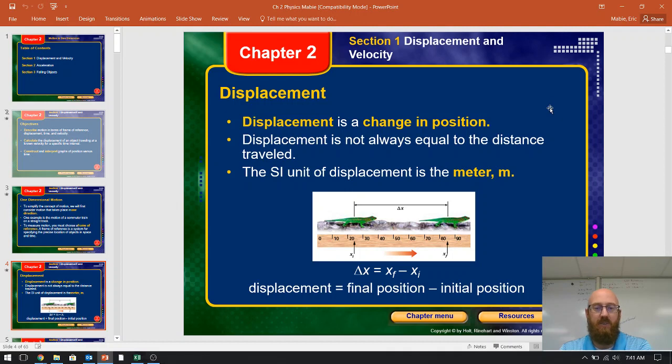Displacement is a change in position from x to x1, or you'll see often in the equation down below, your final position minus your initial position. If you notice on the little lizard, it ended at 85 and it started at 25. So you say 85 minus 25, final minus initial. It went 60, in this case I think centimeters. So displacement, simple, done.